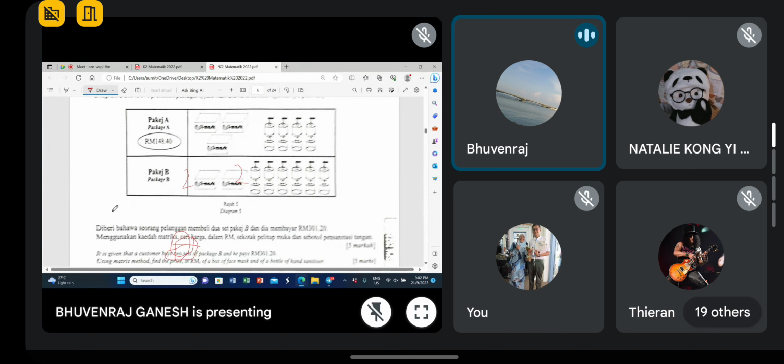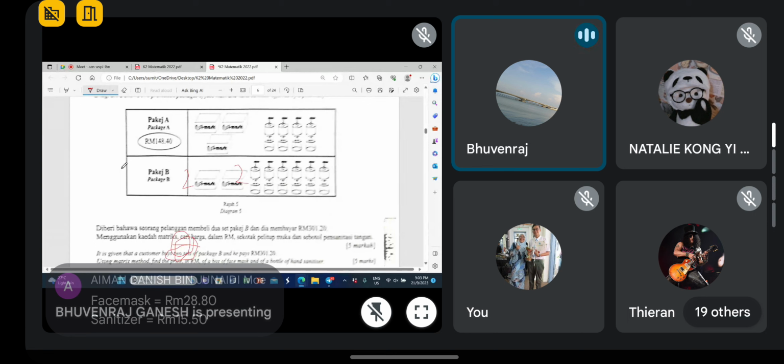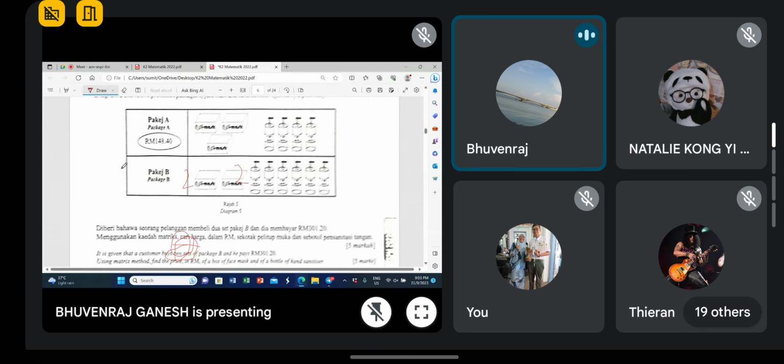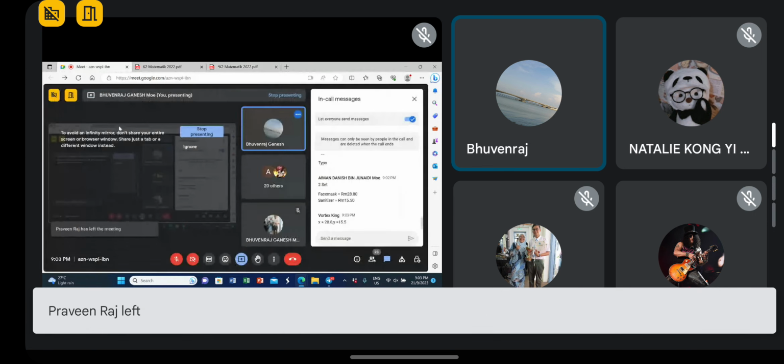So can you try to solve guys? Can you tell me your X and Y value? Dapat berapa? Cuba kira before I show my working. Face mask 2880. Yes, correct. Betul. Okay, so if you don't make any careless mistake, guys, kalau tak ada apa-apa cuai, you should get face mask 2880 and sanitizer 1550.